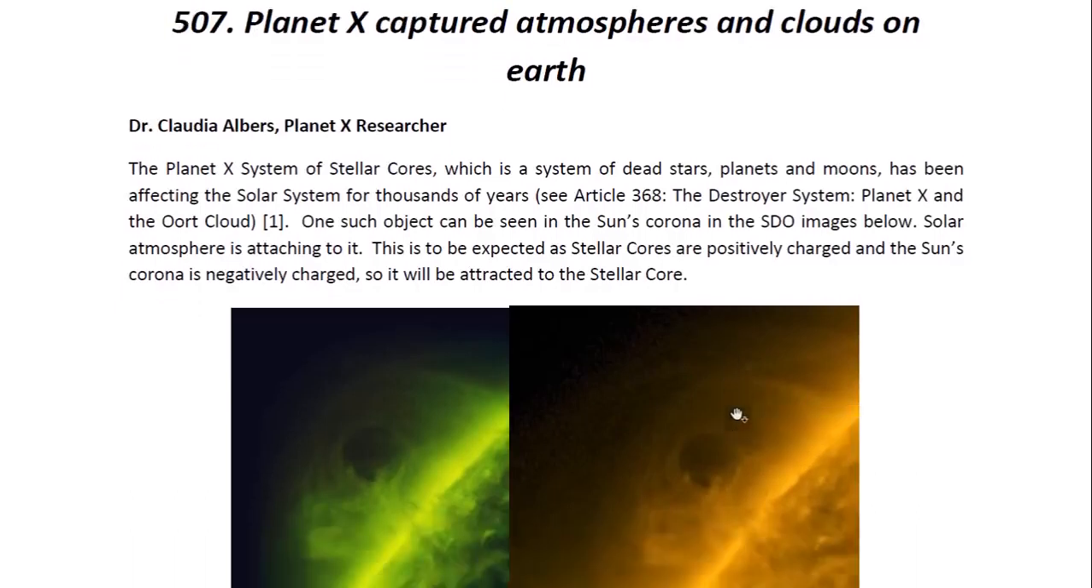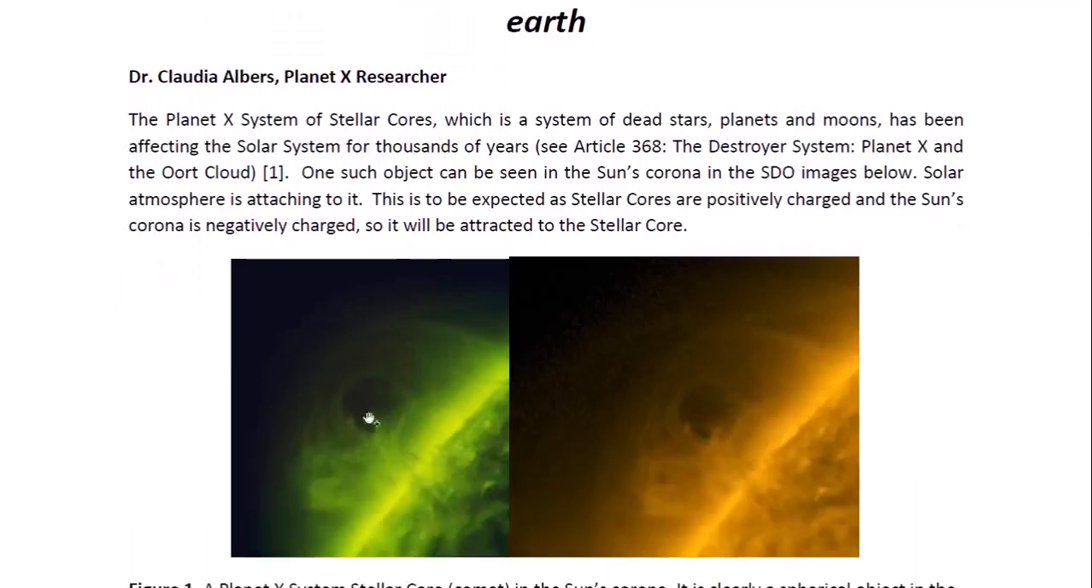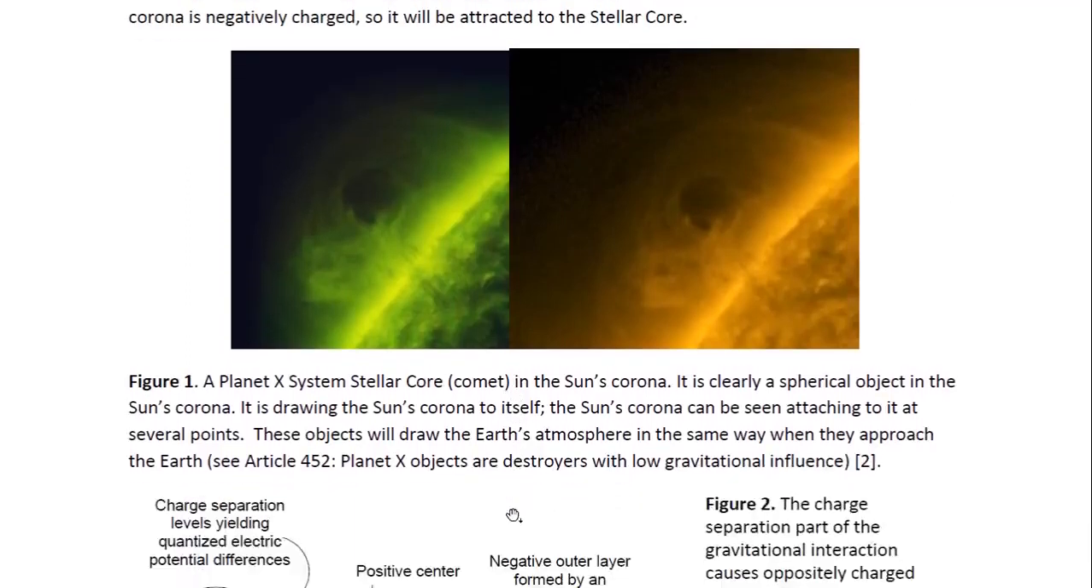One such object can be seen in the sun's corona in these SDO images. And you can see solar atmosphere or a solar corona attaching to it. And of course, this is to be expected as stellar cores are positively charged and the sun's corona is negatively charged. So the sun's corona will be attracted to the stellar core. So you have a positively charged object, and of course, the sun's corona is negatively charged.